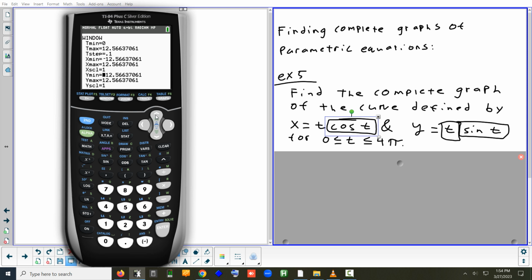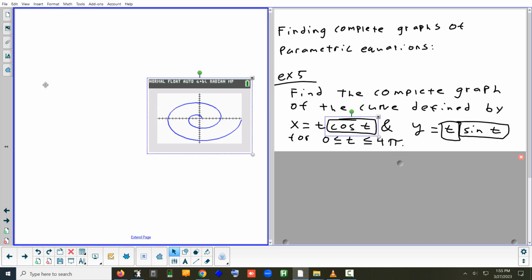If your graph goes off the screen, then adjust your mins and maxes to be bigger. But I can guarantee nothing will go off the screen here. It's impossible, because I thought it through. Nothing will go off the screen. Guaranteed. And it stopped right there. So what we essentially got here is 2 revolutions of a spiral. So example 5 is a spiral.